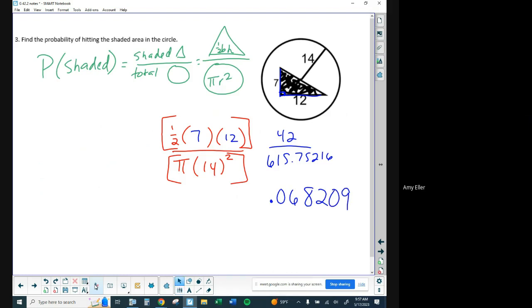I like to have my answers in percents. So I do a lot of decimals because I'm going to be moving it more. So when I move this 2 times, my decimal lands right there. So 6 0.82%.